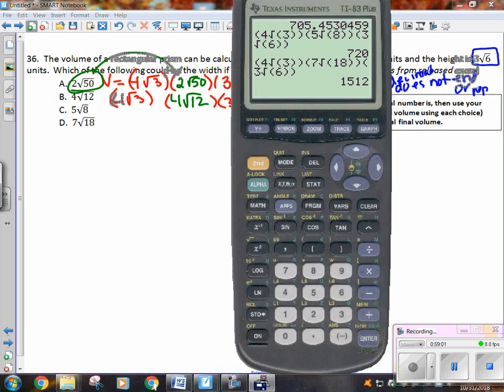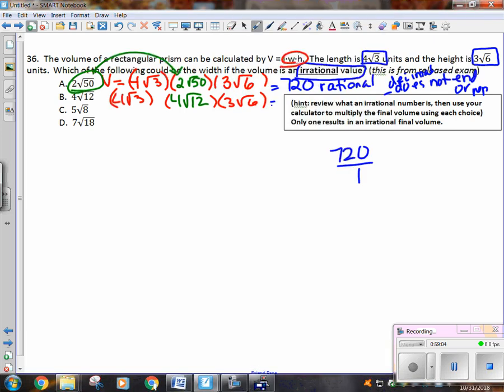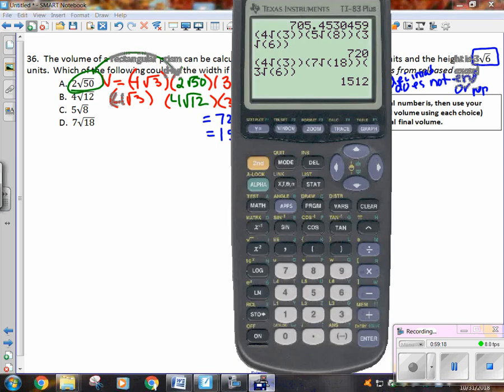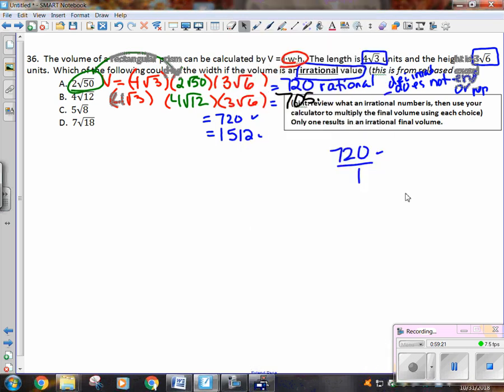1512. So 3 of these gave me rational numbers. This one gave me 720. This one gave me, I think, 1512. This is rational, and the 720 was rational. This one, though, gave me what? 705 point something, something, something. And as soon as I see 705.453, 0.453, and it keeps going, that is your irrational.